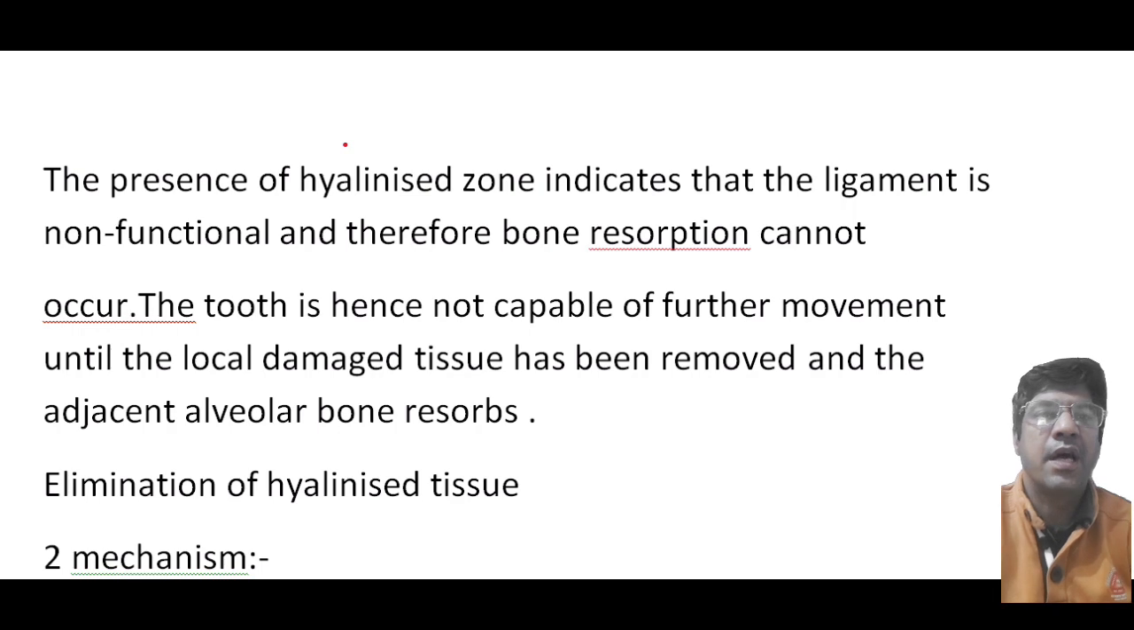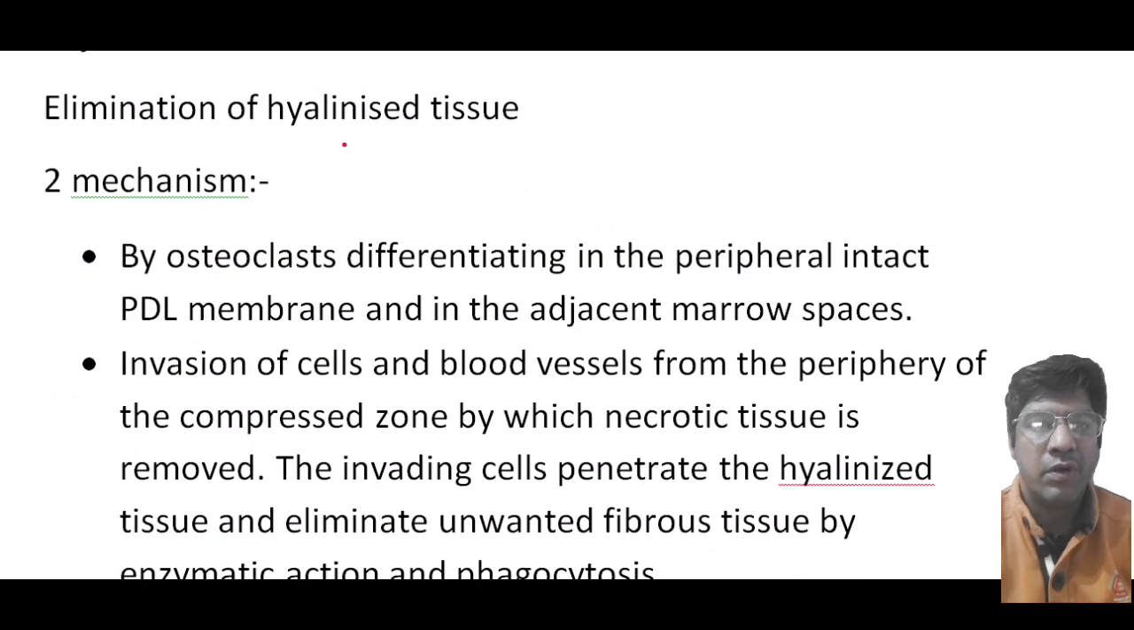Now the elimination of the hyalinized zone involves two mechanisms. One is the osteoclastic activity. The osteoclasts differentiate within, and these cells are responsible for removing the necrotic tissue. And second is the invasion of the cells and the blood vessels. The cells and blood vessels will invade from the periphery of the compressed zone, penetrating into the hyalinized zone. These invading cells would remove the unwanted fibrous tissues through enzymatic activities and phagocytosis.